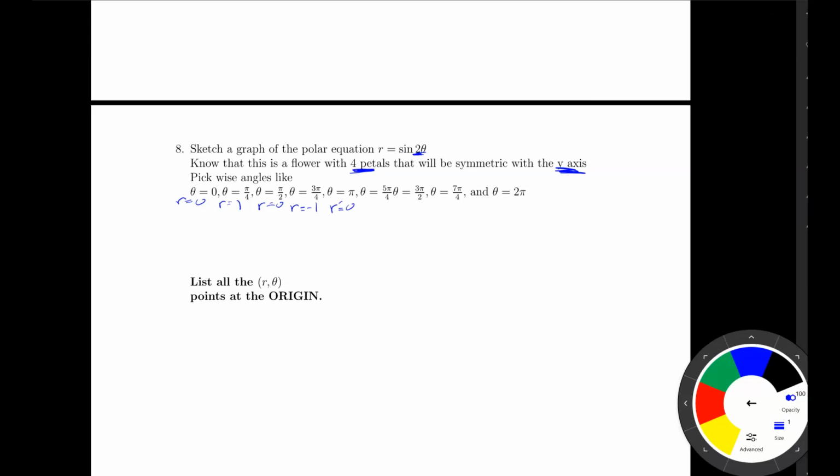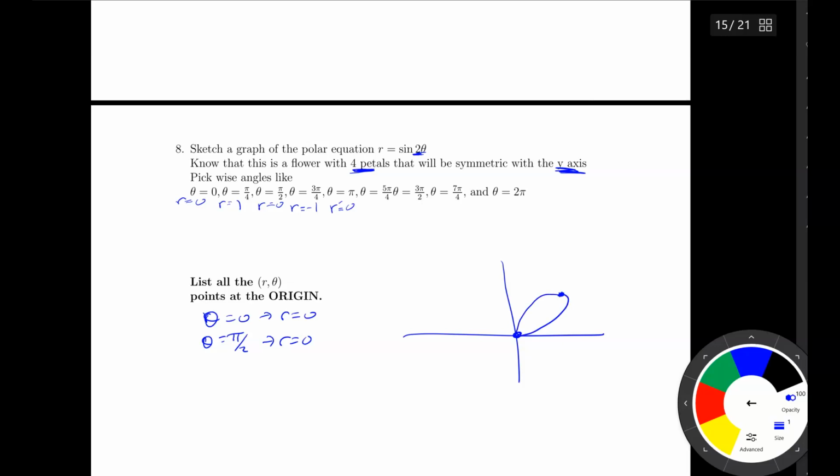So let's stop here and see what I've got. Angle 0, I'm at r equals 0. Angle pi over 4, I'm at 1. Angle pi over 2, I'm back to r equals 0. So here to here. Then I'm moving to 3 pi over 4, and I go a distance of r equals negative 1, so that means the opposite direction, distance of 1. Angle pi, which is here, I'm back to 0 again. So it traces out a petal like this.